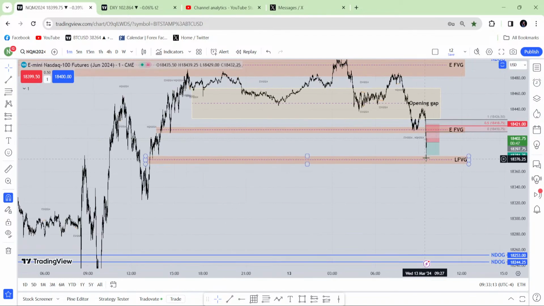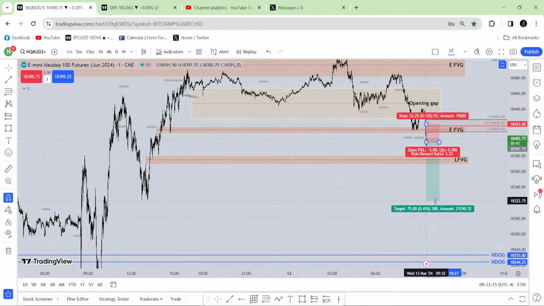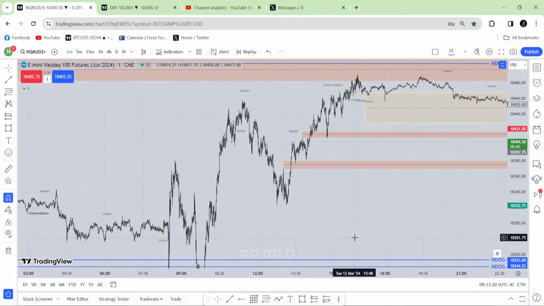I'm not going to push it, but I'm just trying to show you something. See these relatively equal lows over here, this low and that low here.